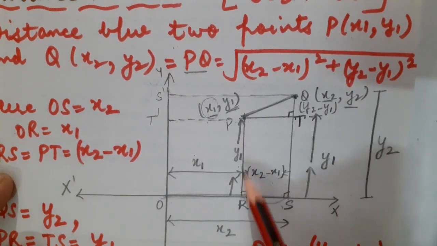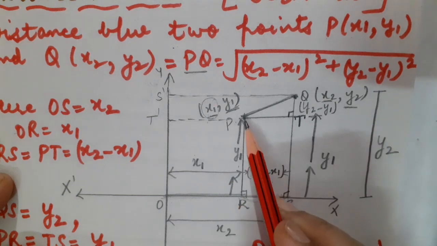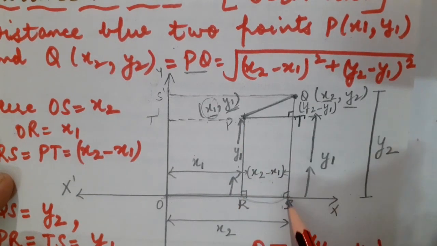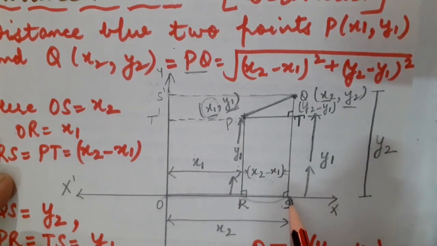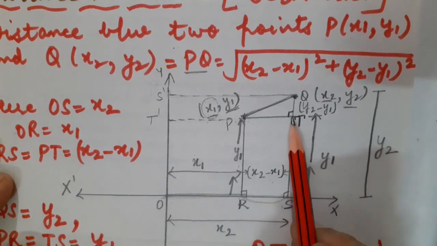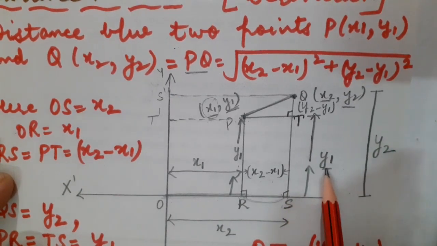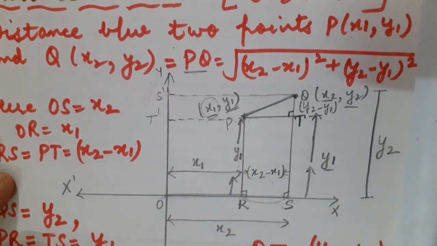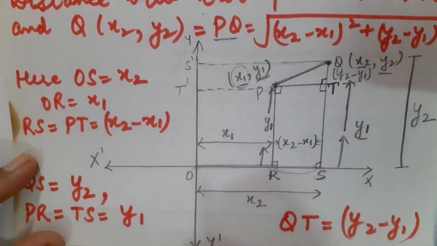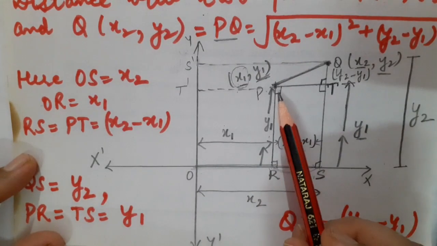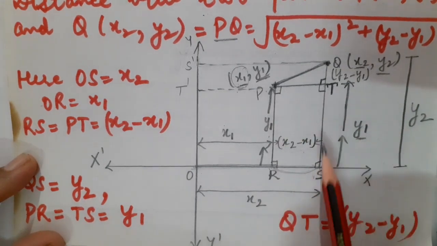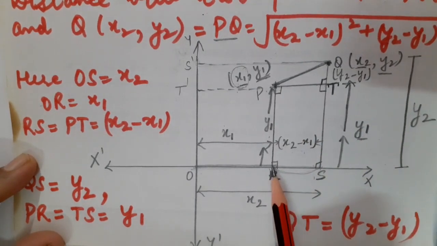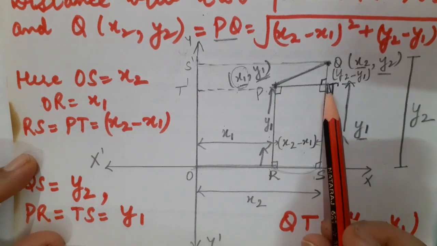But what is this PR? PR is y1. Or you know, children, this PR is actually equal to TS. Fine. So what can I say? That this TS will also be equal to y1. Correct, students? Now, children, you may be having some doubt that why ma'am is saying that PR is equal to TS. Fine. And why I am saying that RS is equal to PT.